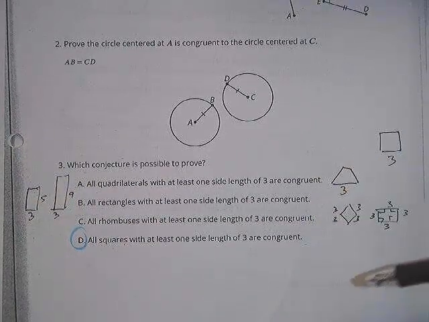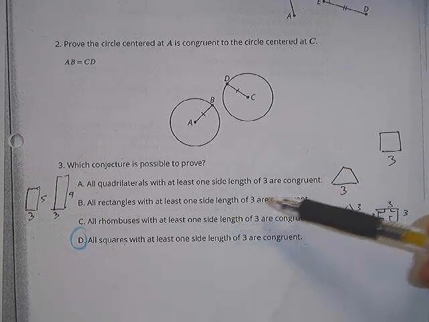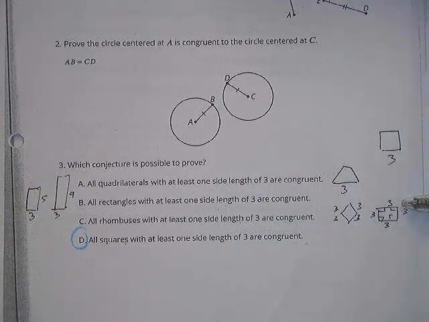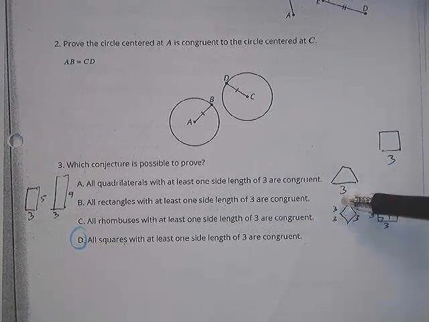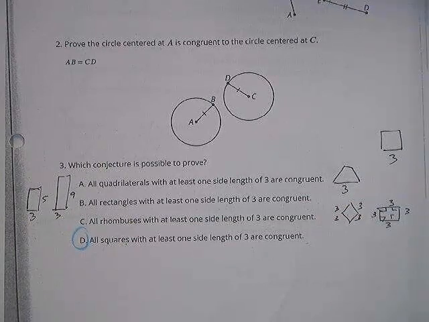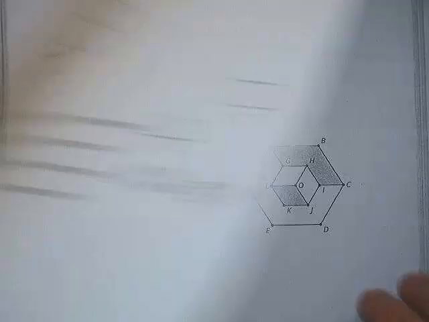All rhombuses with at least one side 3 units are congruent. Here are one with 3 units, and this one's with 3 units. I can get 2 different shapes, so C cannot work. And then D, it does work. This one works. If I construct a square with side lengths of 3 and all 4 angles are right angles, and I try to construct a square with the same information, I can only produce the same square. So the answer is D.